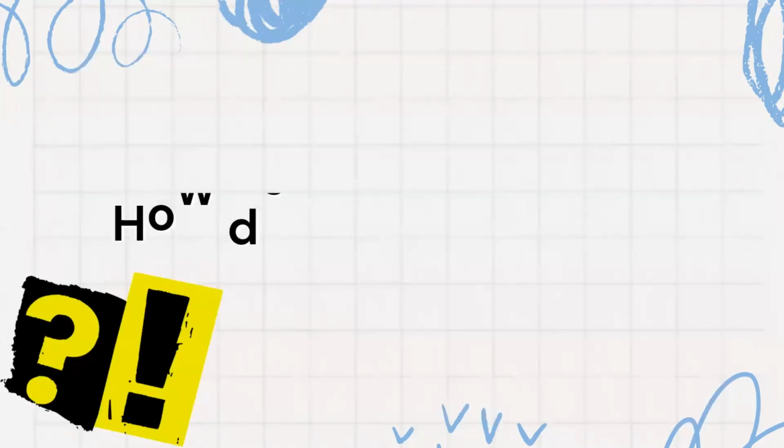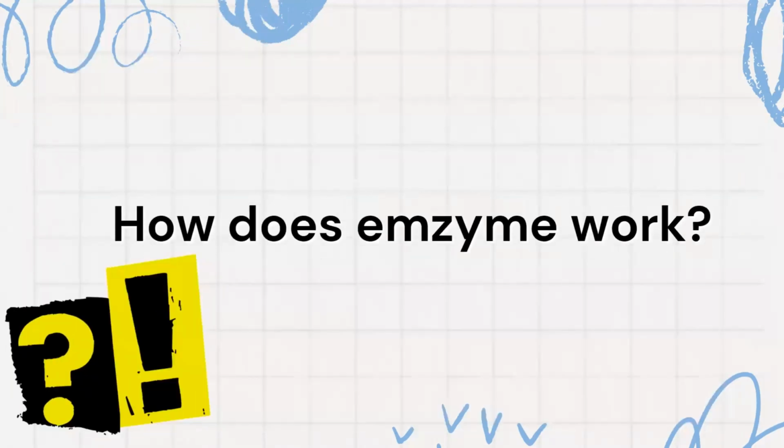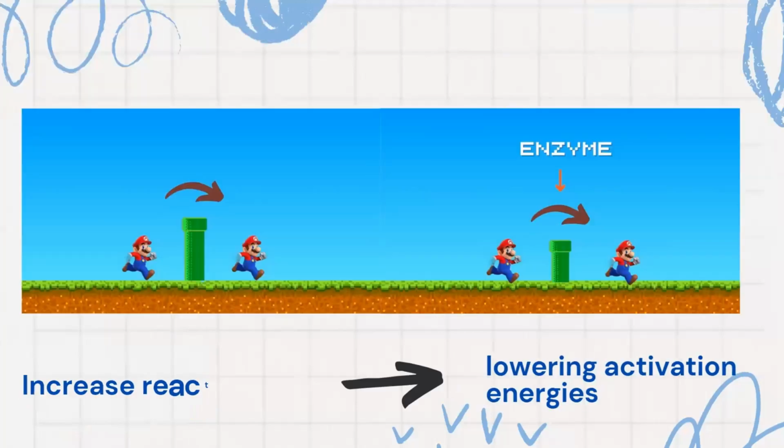So how do enzymes work? The enzyme lowers the growing obstacles, making it easier for Mario to jump them and complete them faster. In other words, enzymes speed up the reaction by reducing the activation energy of the reaction.